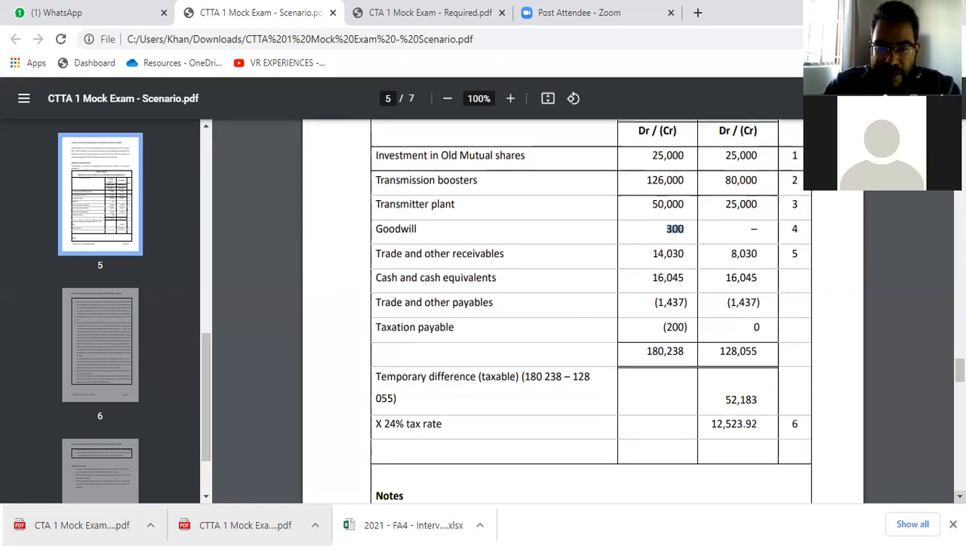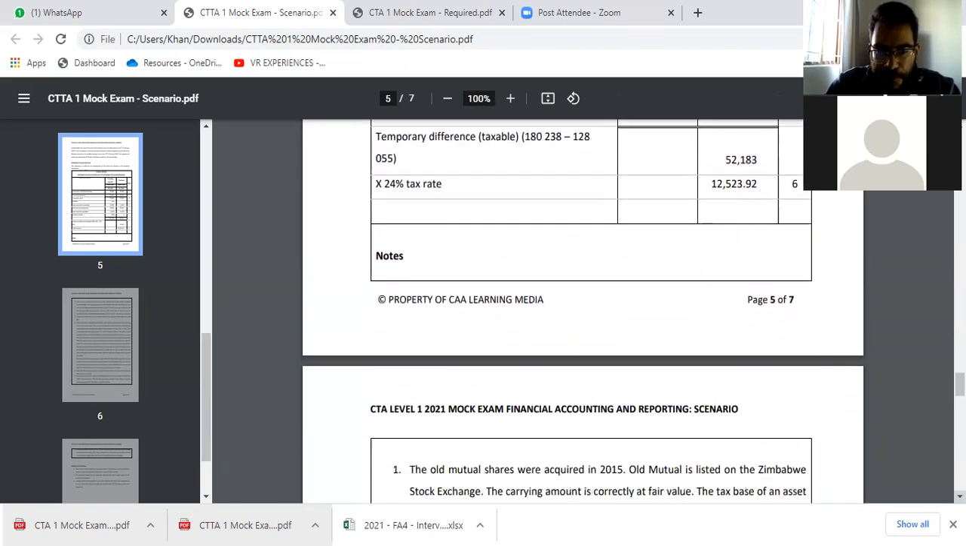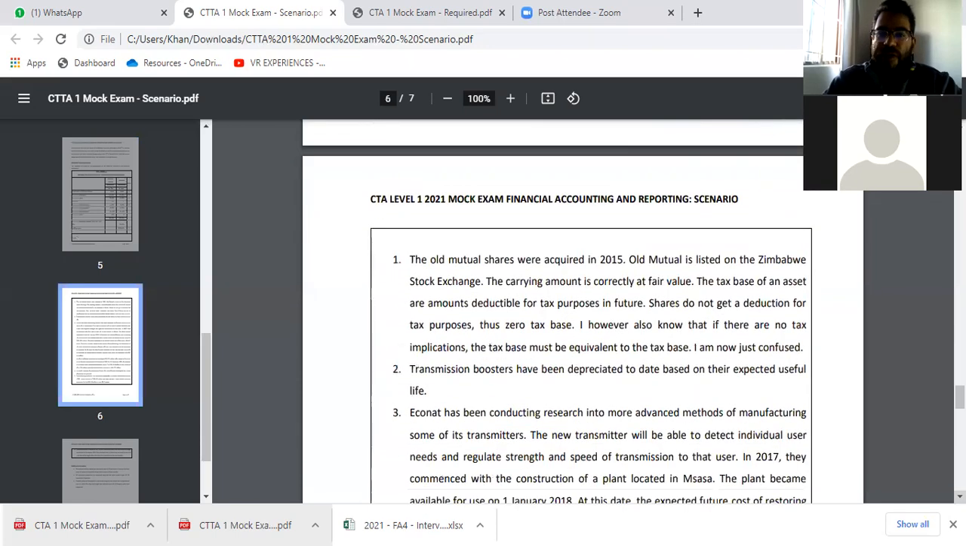So you get a temporary difference, which is 180 minus 128, which most likely gives you that 52. Then times the 24% tax rate, which gives you 12. We'll see why 24%, maybe that's just what's relevant in the question. Let's say that Old Mutual shares were acquired in 2015. Old Mutual is listed on the Zimbabwe Stock Exchange. The carrying amount is correctly at fair value.